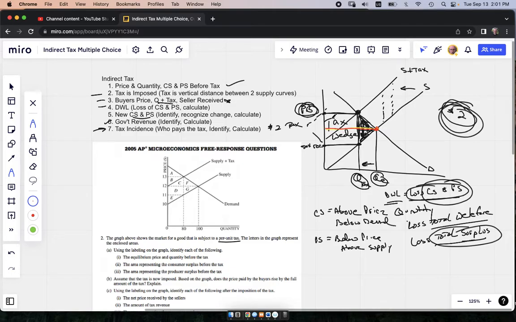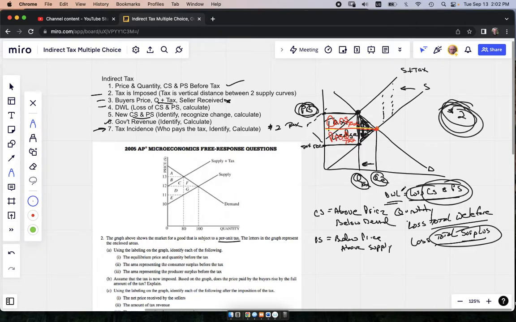What we can recognize is this tax wedge shows not only what the consumers would pay of the tax, but also what producers would pay of the tax. This would be the tax part that the consumer would pay, and this would be the tax part that the producer would pay. Now, think about that for just a second.